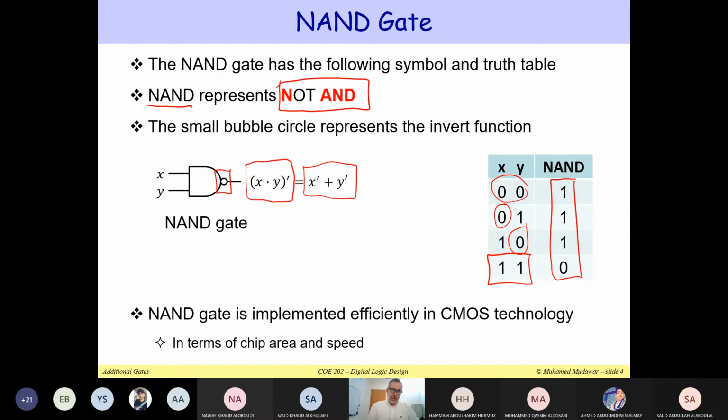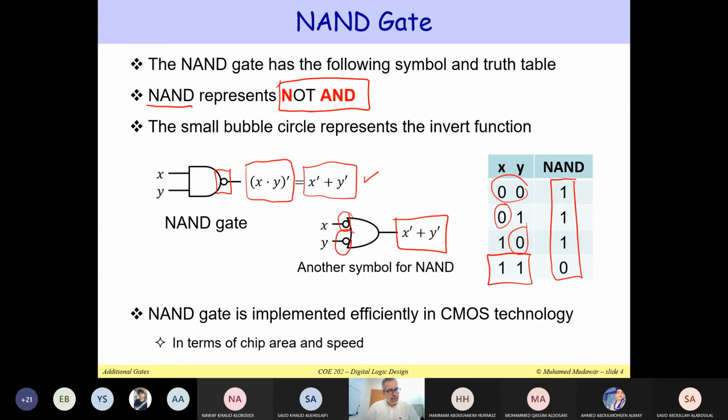Now, when you think about it like this, as the NAND gate is giving me X prime or Y prime, you can think about it like an OR gate where the inputs here are inverted. So you can think about it as another symbol for NAND. So this will give you also X prime or Y prime. So this is also another way to obtain NAND. By inverting the inputs and ORing, you will also get the same functionality as the NAND gate.